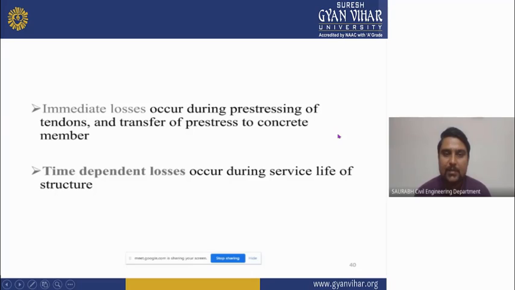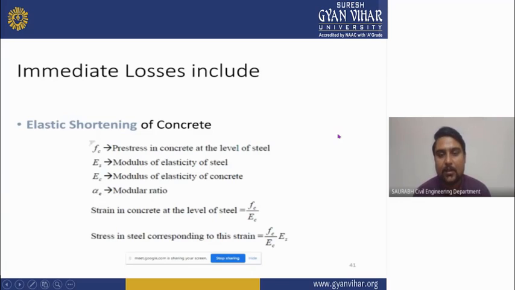Now, one by one, we will see. First, we will see the immediate loss. It occurs during the prestressing of the tendon and transfer of prestress to the concrete member. And there is time-dependent loss, which occurs during the service life of a structure. Now we will see the immediate loss. What things are included in the immediate losses in prestressed concrete? First is elastic shortening of concrete. fc is given here, which is the prestress in concrete at the level of steel.